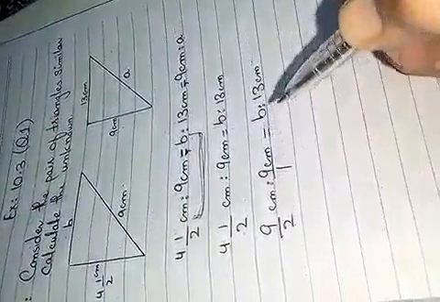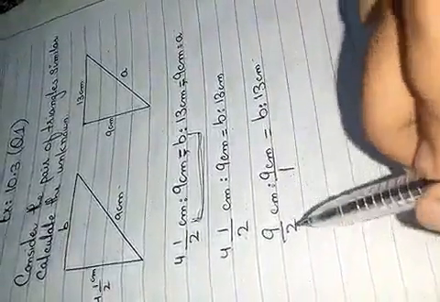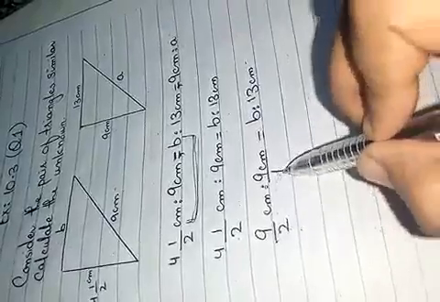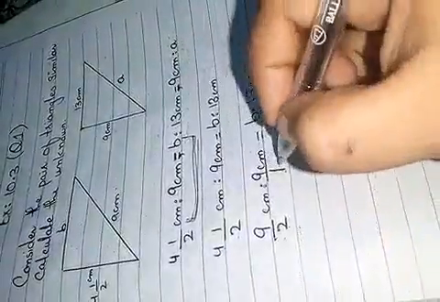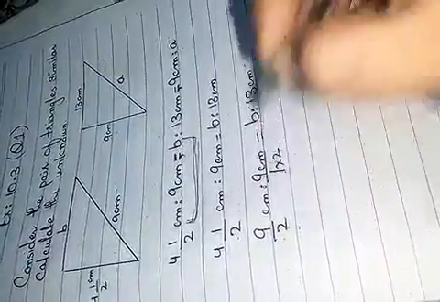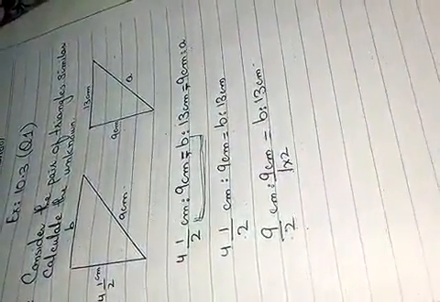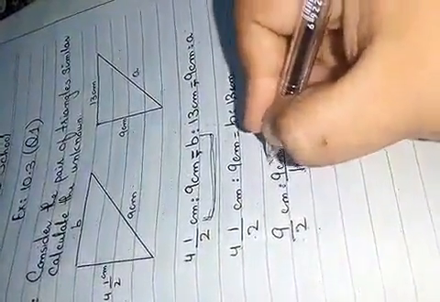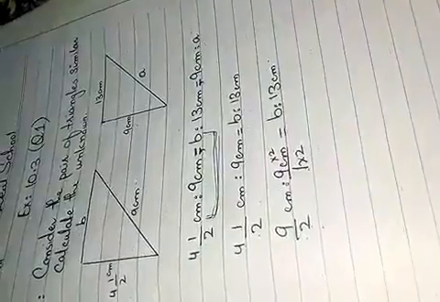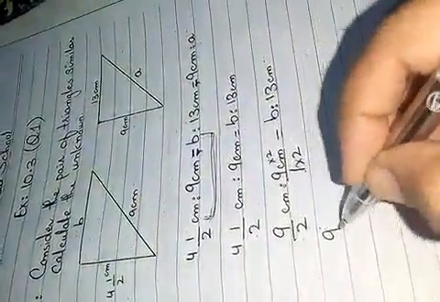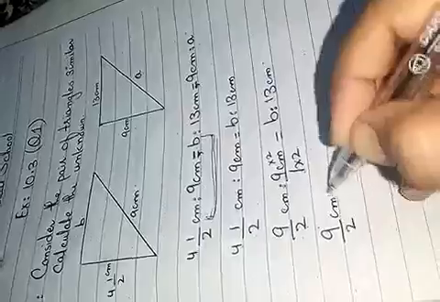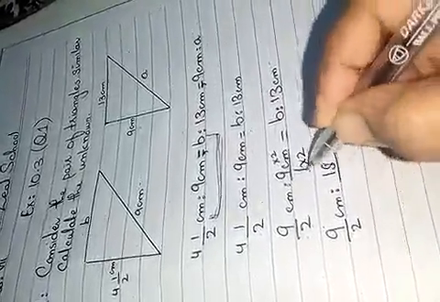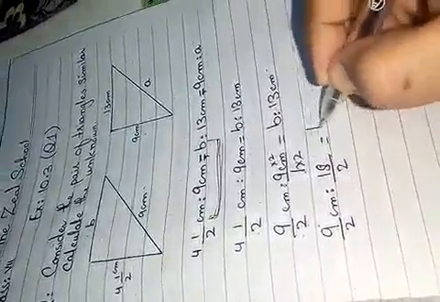So 9 upon 1. Now we need to make their denominators the same, and for this we need to make 1 into 2. For this we need to multiply 1 by 2 to make it 2, and now we need to multiply 9 by 2 also. Now 9 upon 2 centimeter ratio, 9 2s are 18, ratio 2 1s are 2, is equals to B ratio 13 centimeter.